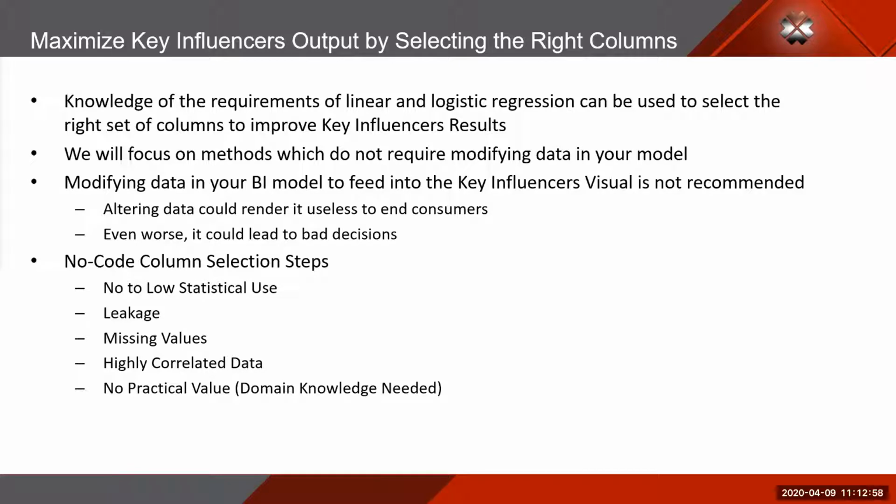So here's really what we want to do. We talked about the example where people just throw the kitchen sink into the key influencers visual, and then they start looking for those influencers that rise to the top. Like we said, we can do better than that. What we're going to talk about today at the bottom is some of those no-code column selection steps, four of them.